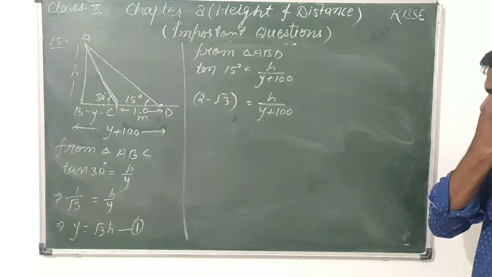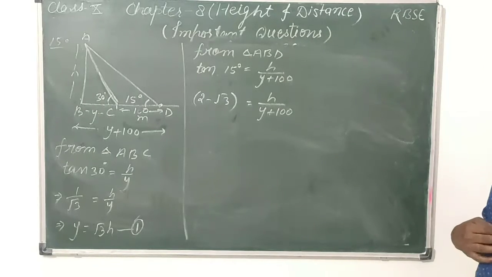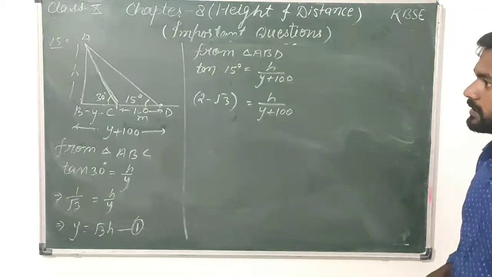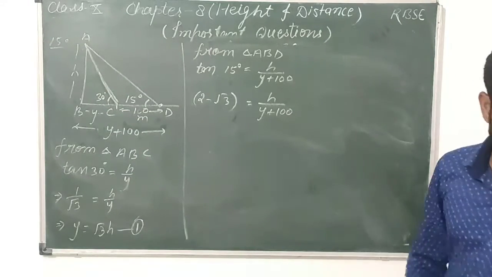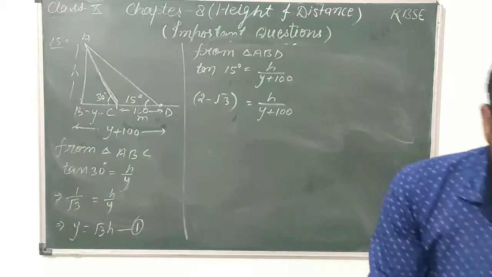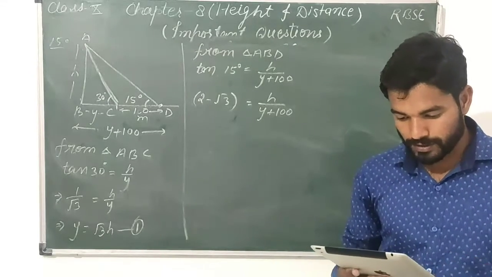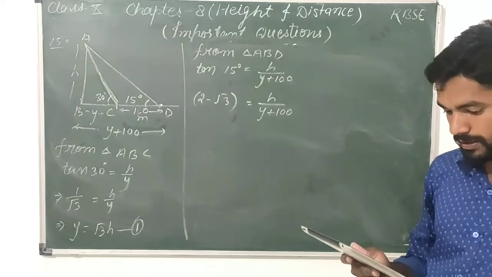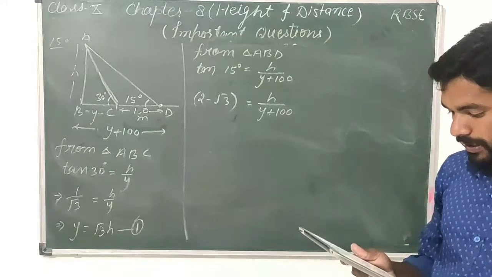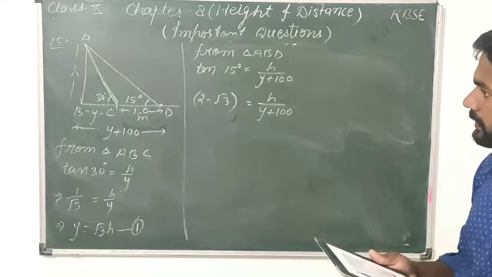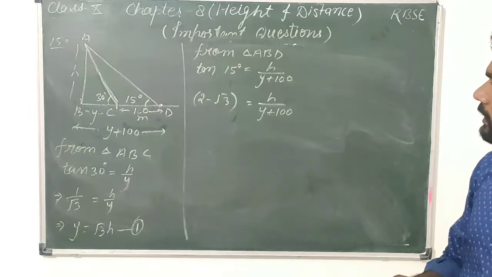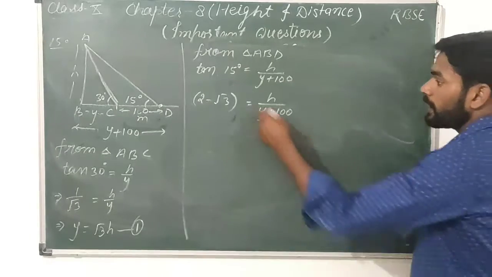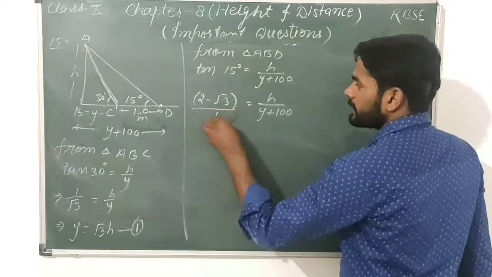Okay, student? और हमें क्या कैलकुलेट करना था? हमें कैलकुलेट करना था h. h की वैल्यू हमें चाहिए थी. Something is missing. Let me check again. The angle of elevation of the top of the pillar from the point is 15 degree, and on walking 100 meter toward the pillar it becomes 30 degree. Find the height of the pillar. Okay, then multiply across. Everything is correct.